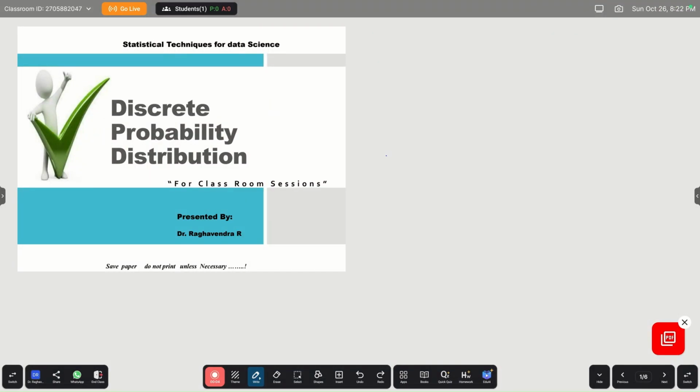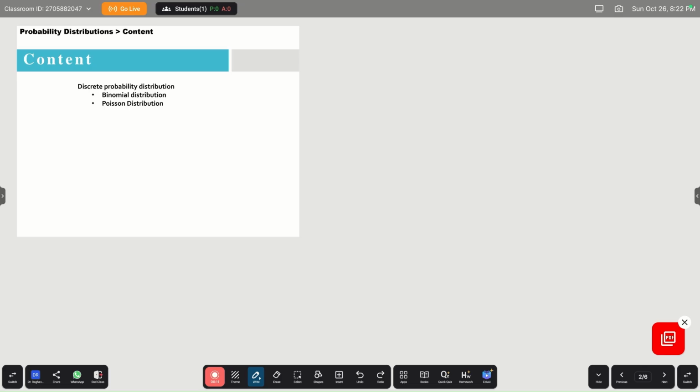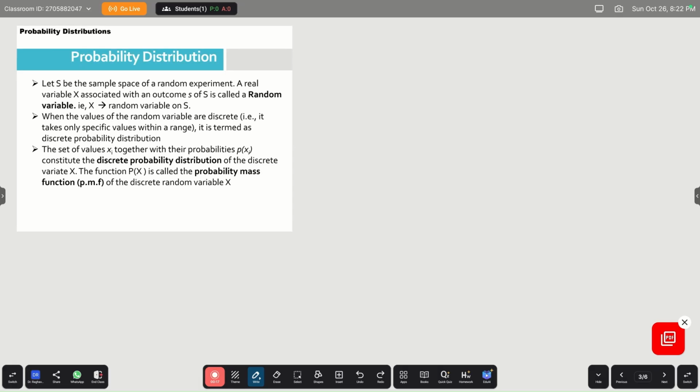Today we will have a discussion on discrete probability distribution, and under discrete probability distribution we study two important distributions. One is binomial distribution and another is Poisson distribution. So we will start with the understanding of a random variable.